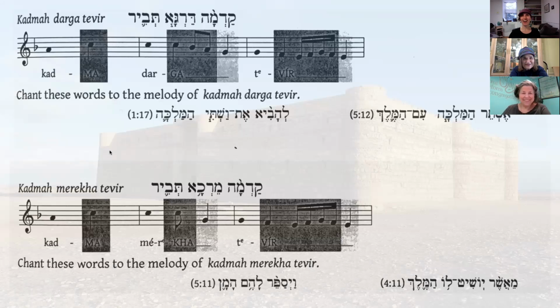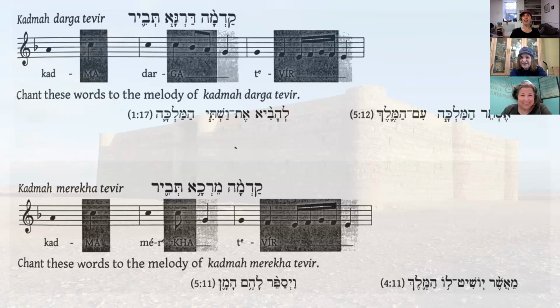Kadma darga tevir. So one cool thing I discovered about Kadma, I think it was in our last unit, is that it's always an ascending figure. And I connected that to Kadma, Kedem, like the sunrise place.